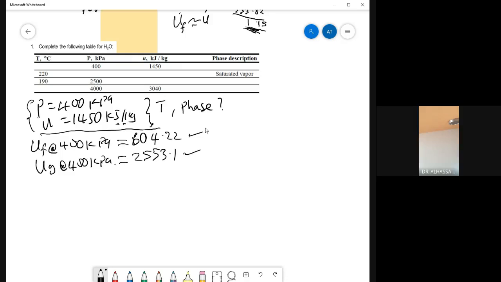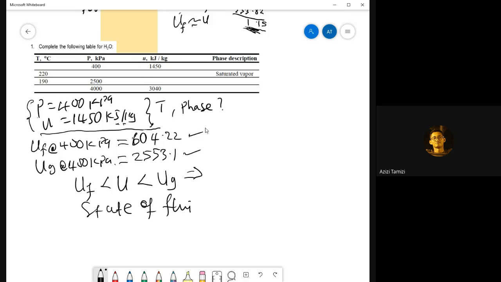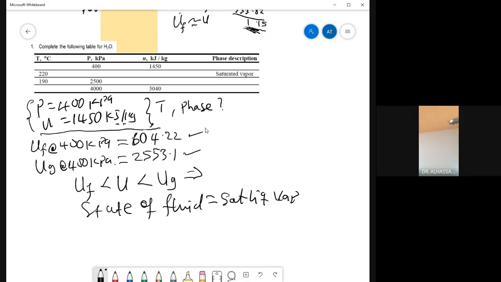So now if we compare our internal energy, it is greater than UF, 604.22, and it is less than UG, 2553.1. So we will have U greater than UF and less than UG. So what will be the state of the fluid? Saturated liquid vapor mixture, right? If that is a saturated mixture, then the question is very easy.